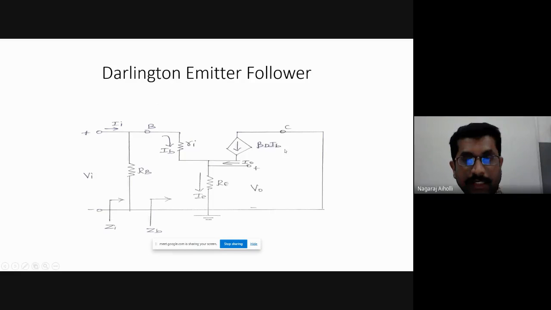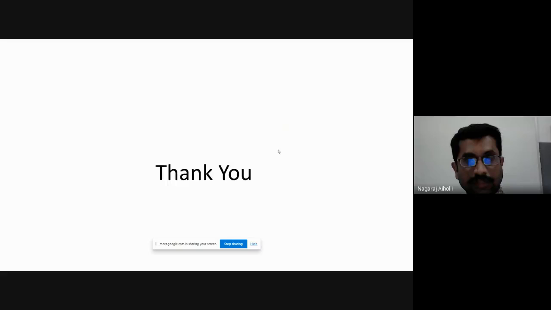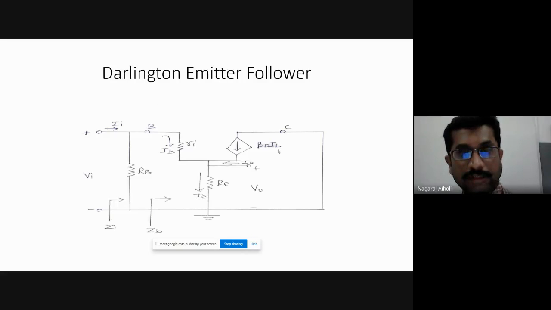Here we have beta D into IB. In the basic emitter follower it is only beta IB. In the Darlington emitter follower, it is beta D into IB, the current gain of the Darlington connection. Right. So students, these were the topics in today's class.